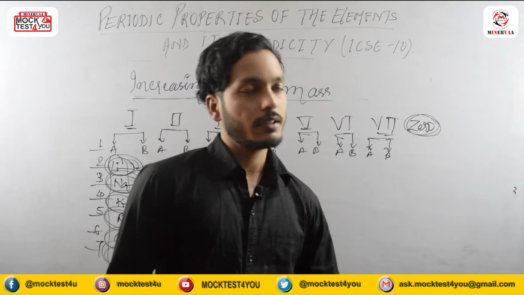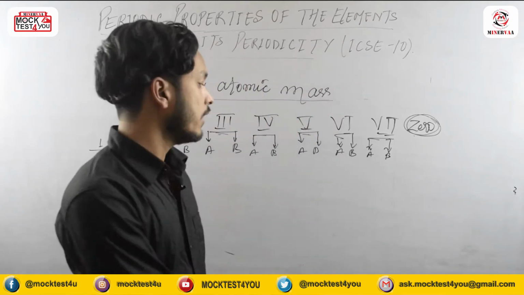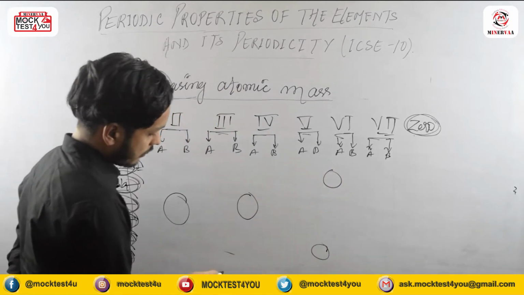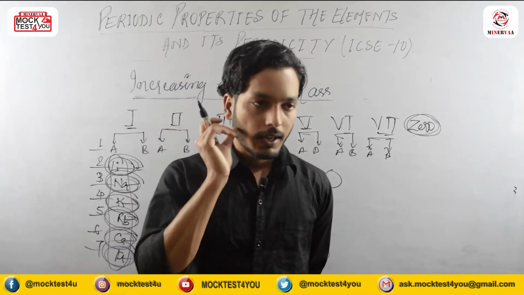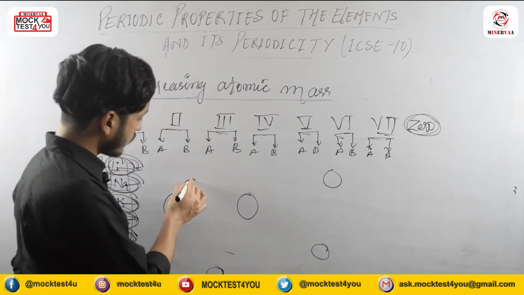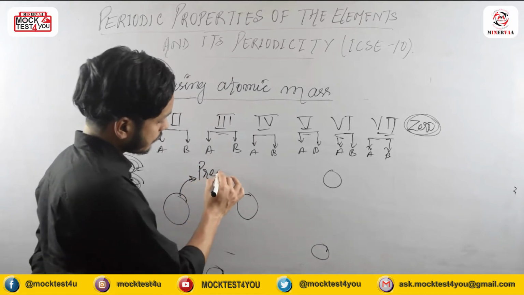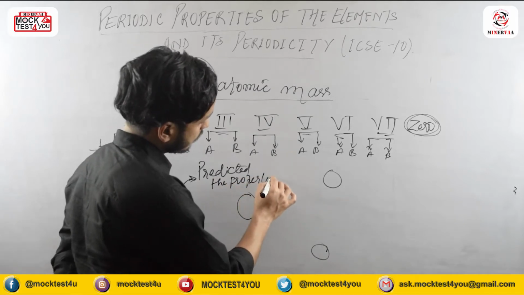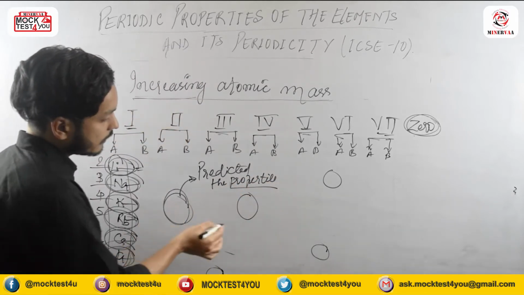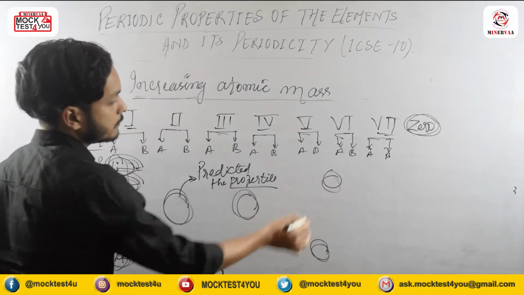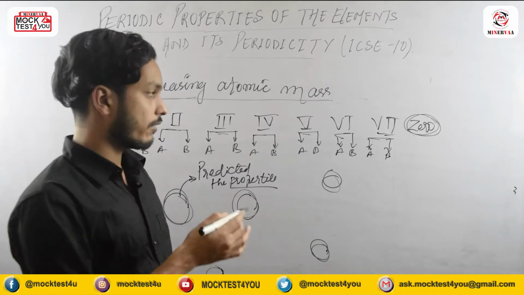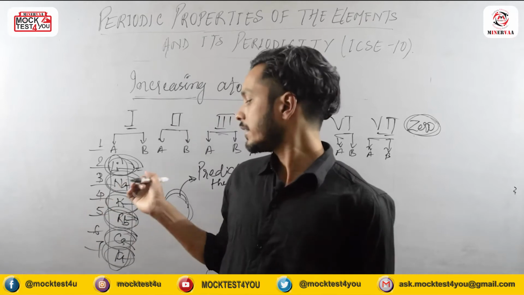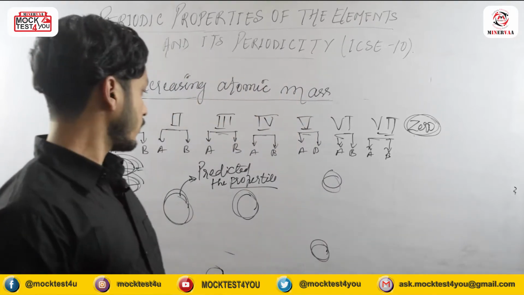Now, Mendeleev's main contribution is that he left some gaps in his periodic table. What he did was predict the properties of the undiscovered elements. He predicted the properties by taking reference from the other elements which he had placed in the group. He predicted the properties of those elements. So what was that element? We will see one example.